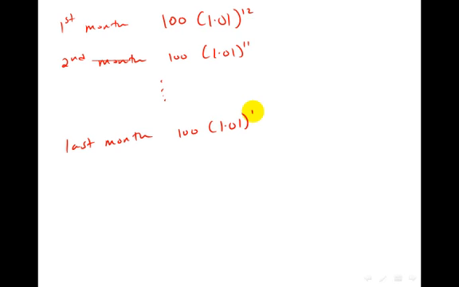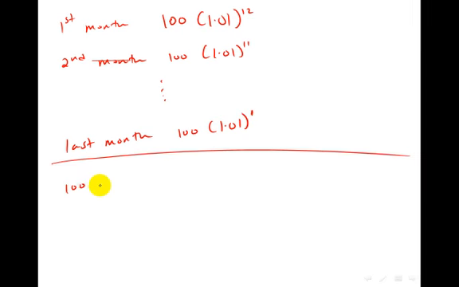So the first month's payment will be 100 into 1.01 to the power of 12, because it will be invested for the whole 12 months. Second month it will be $100 into 1.01 to the power of 11, because it will be invested only for 11 months. The last payment is invested for only 1 month. So once you want to add them together, start with the last month, start with the smallest power.